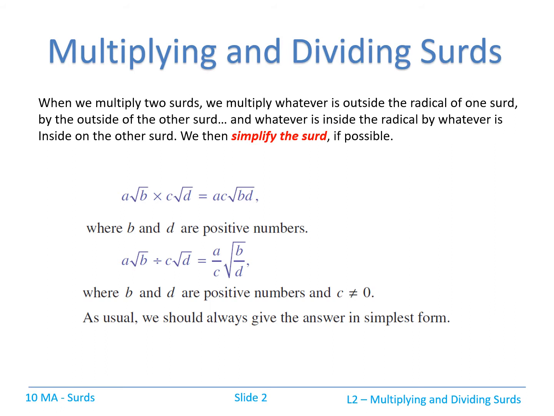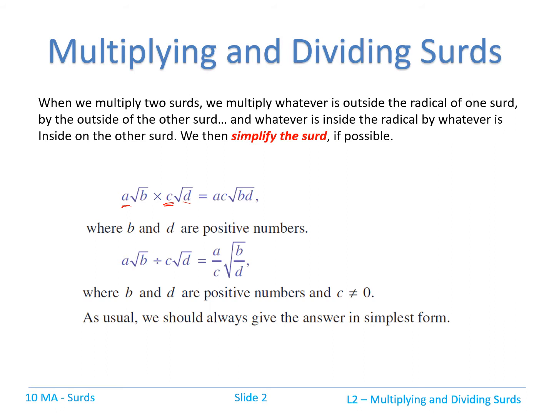We'll call it our coefficient. So that's the thing that's out the front. And then we multiply whatever's underneath by whatever's underneath. So like we did before, when we multiply whatever's under the radical by whatever's under the radical, we do the same here.